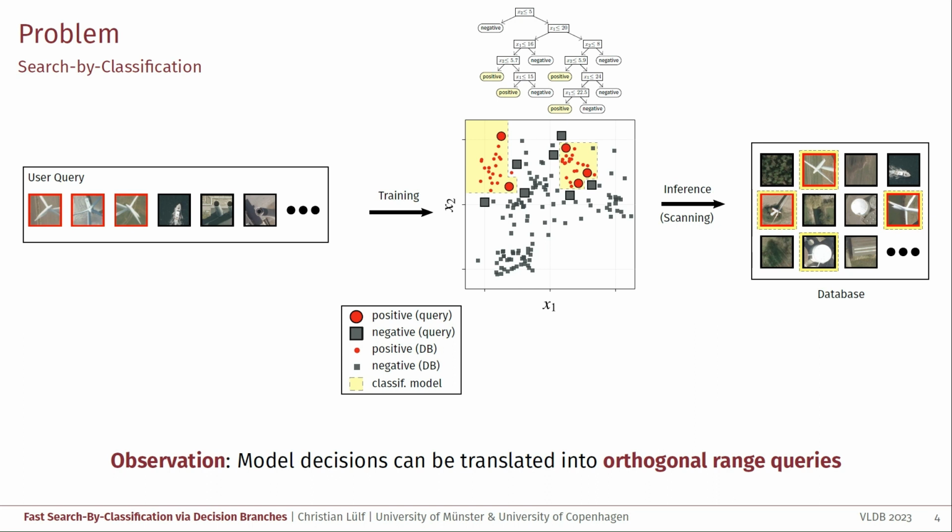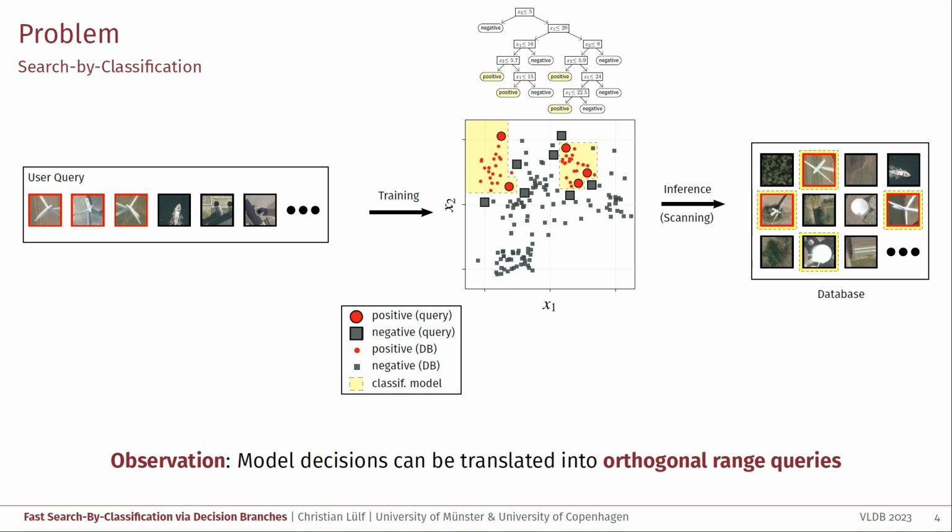The splits of the tree correspond to orthogonal splits among the feature axes, indicated by the yellow areas of the classification model. This property enables us to translate the classification model into range queries, which can be seen as SQL statements with where clauses. Each positive leaf of the decision tree is translated into one SQL statement by traversing the tree from the root node to the leaf.